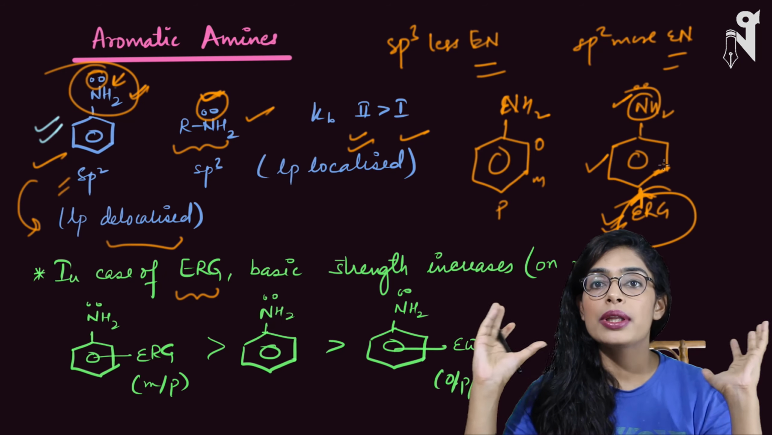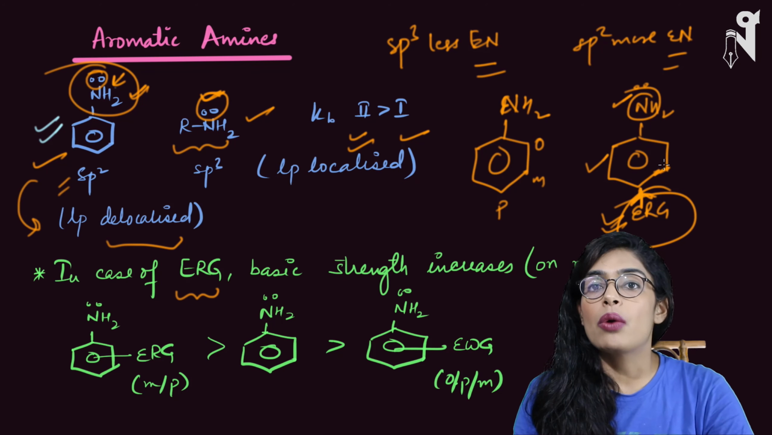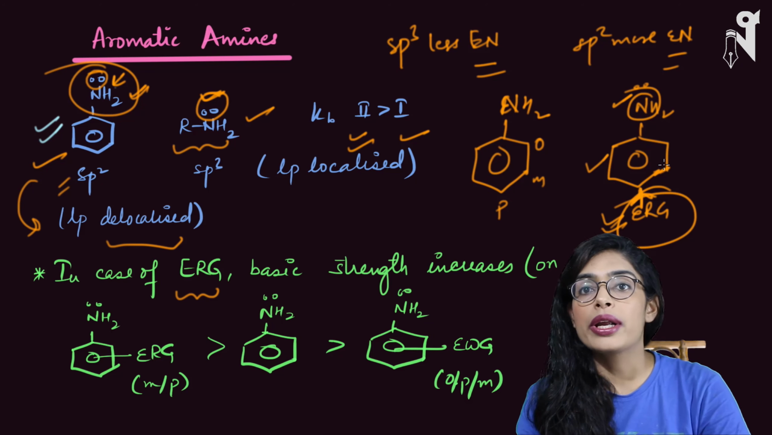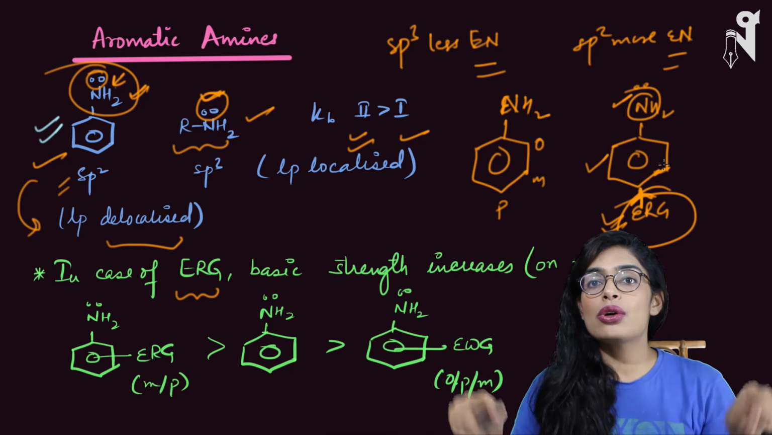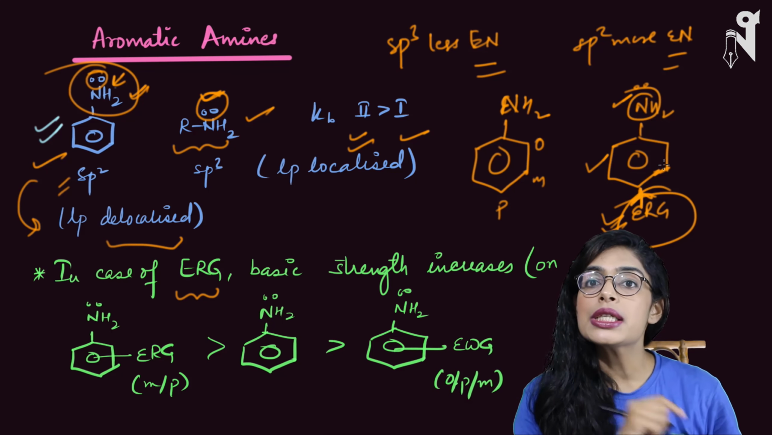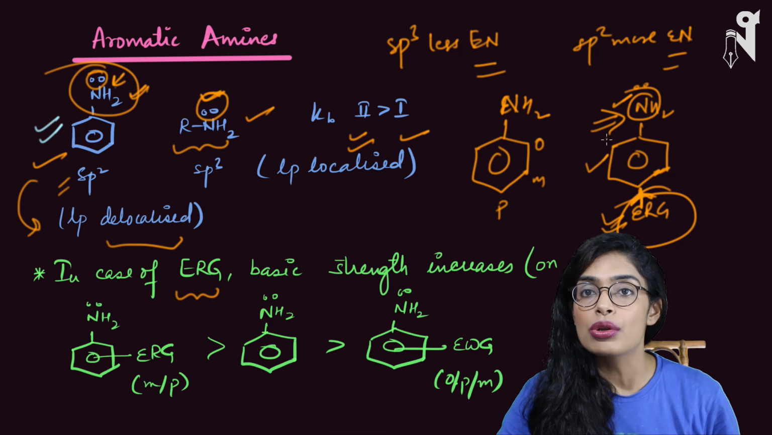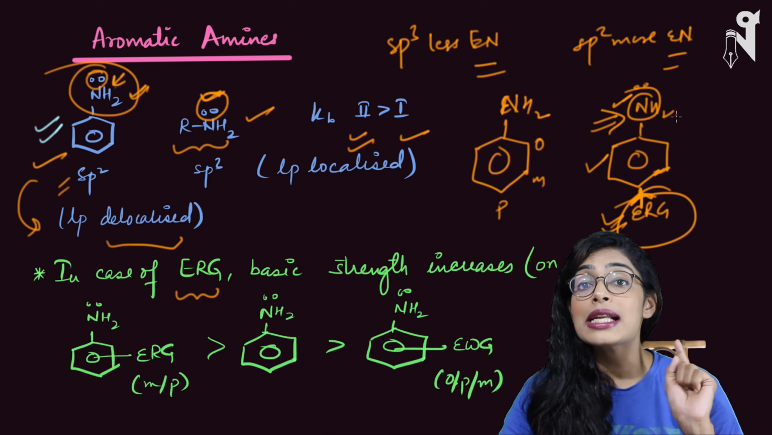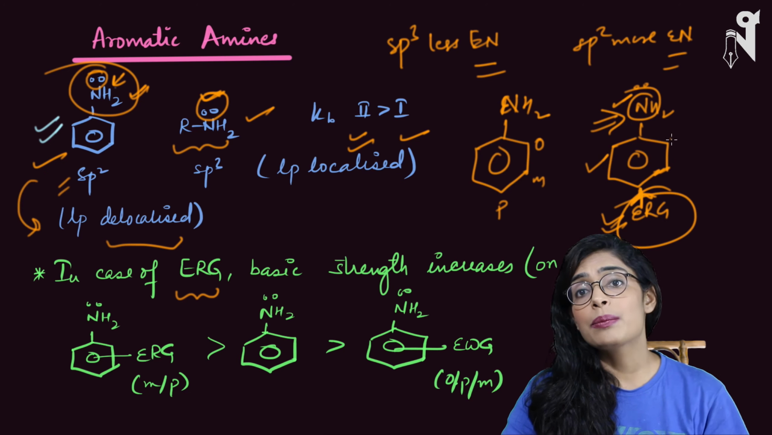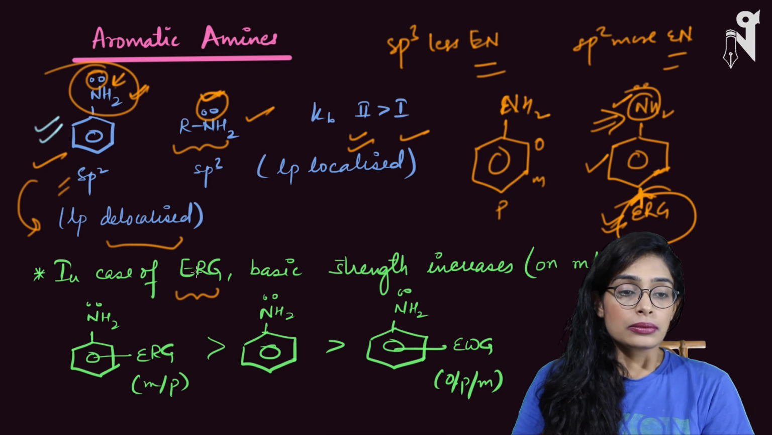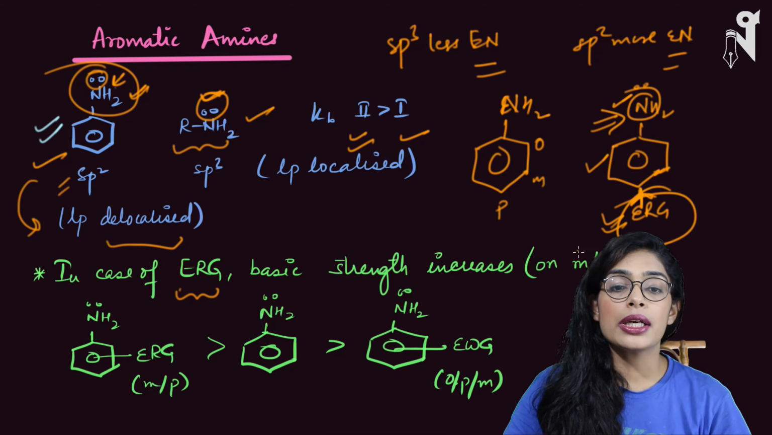Basically they make the electron density available around nitrogen so that Lewis acids or H plus can react with the nitrogen. So any electron releasing group is basically increasing the electron density in the whole molecule. If it is increasing the electron density in the whole molecule, definitely it is increasing the electron density around nitrogen also. And hence nitrogen has relatively more electron density than its normal state, and hence it will act more basic now. So in case of ERG, basic strength increases, especially when you are talking about the meta and para positions.